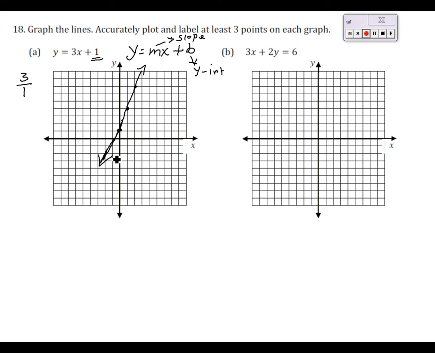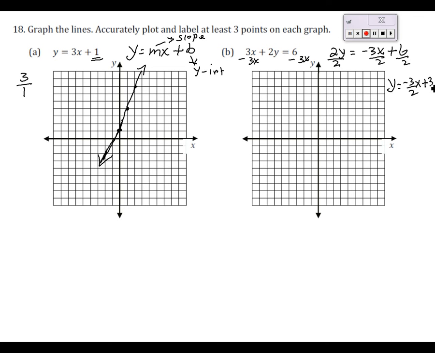The next one is not given in the slope-intercept form, so we need to change it to a slope-intercept form. To do this, just move the 3x to the other side. Since these two are not like terms, we don't combine them, and we'll have 2y equals minus 3x plus 6. Then to isolate the y, divide the whole thing by 2. So this becomes y equals minus 3 over 2 x plus 3.